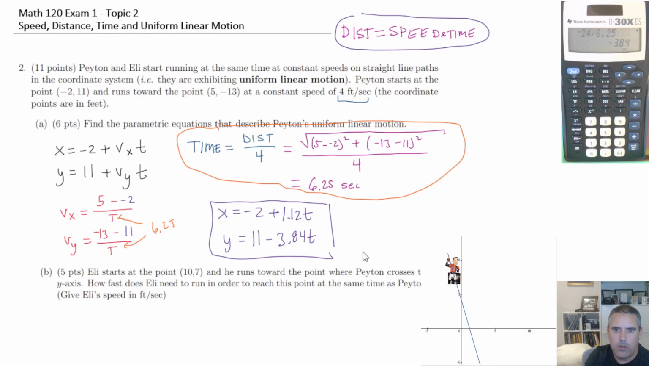So if I want to know when Peyton crosses the y-axis, where would I be? When he crosses the y-axis, he'll be here, which means his x will be 0. So you can actually work with this directly.